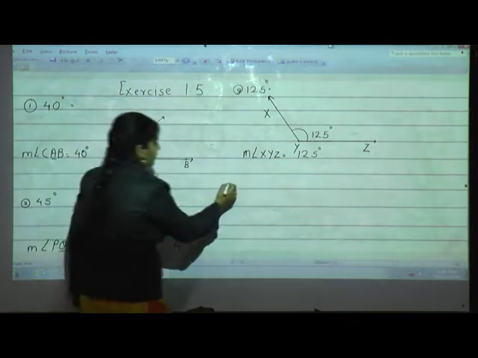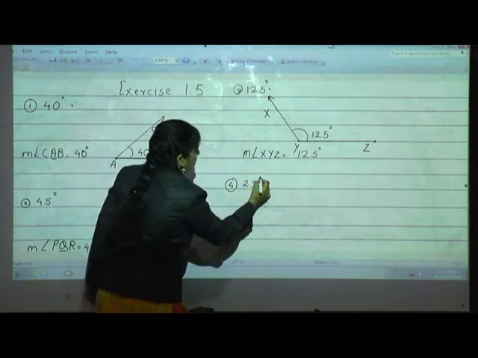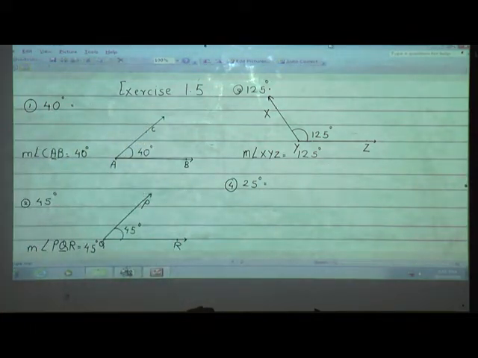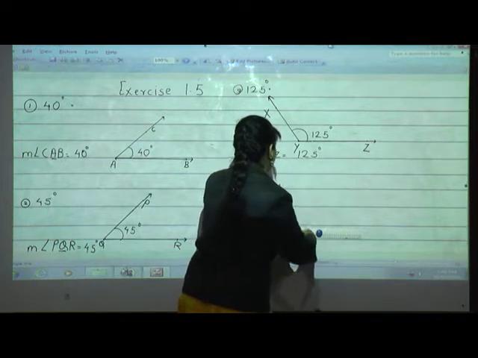Now, the fourth one, 25 degrees. See, students, we can draw an angle on the left side by using the outer scale. See, here, draw one ray.